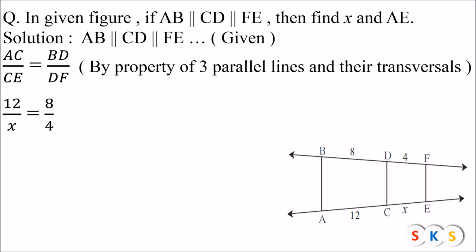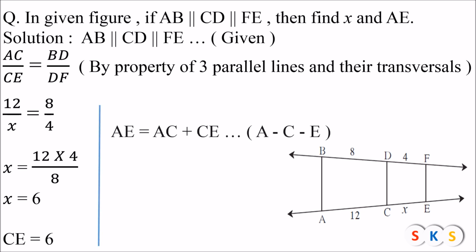We will get 12 upon x equals 8 upon 4. So x equals 12 into 4 upon 8. We will simplify this and get x equals 6. Look at this figure: x is the length of segment CE. Therefore CE equals 6. Now we have to find AE. Here seg AE is the sum of seg AC and seg CE. So AE equals AC plus CE. Therefore AE equals 12 plus 6. Therefore AE equals 18.